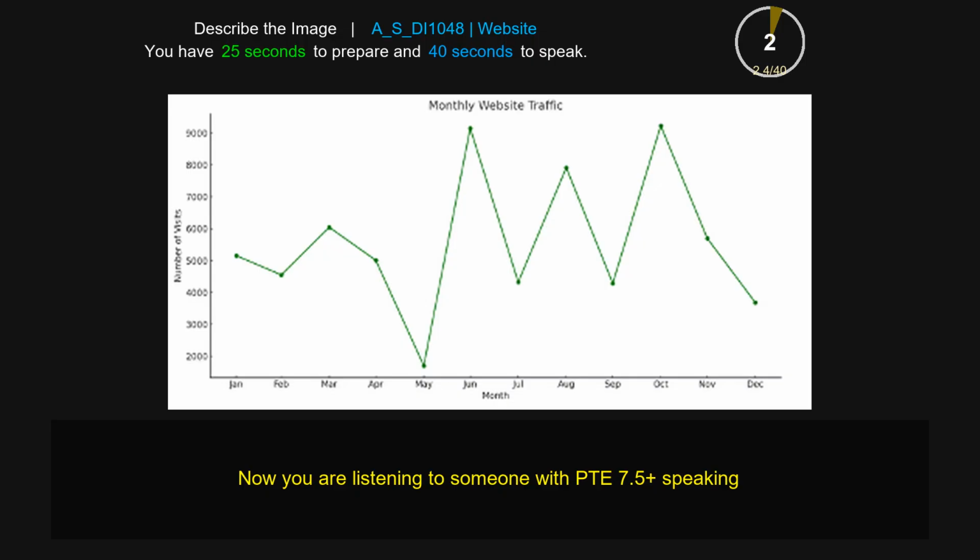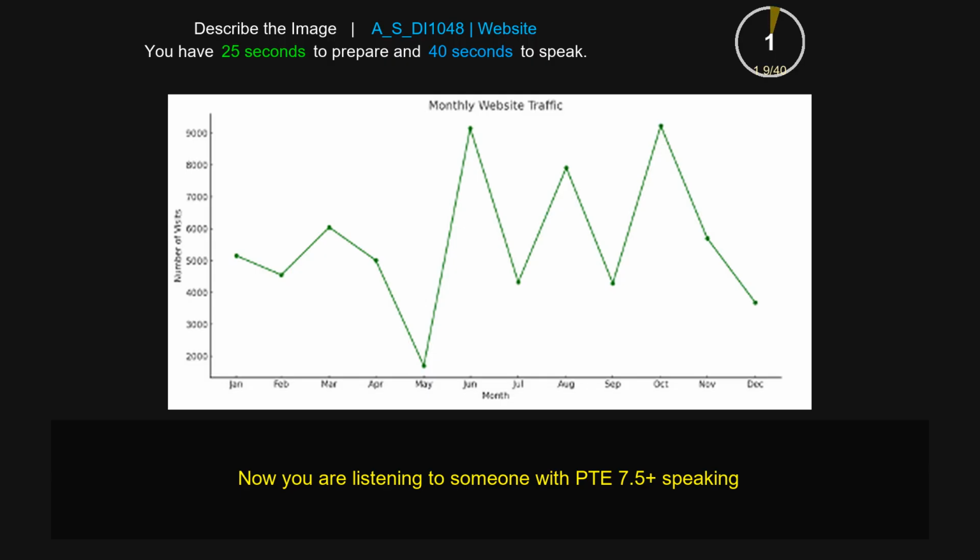The image provided is a line graph that shows information about monthly website traffic. First and foremost, it is evident that while the x-axis shows the information about different months from January to December, the y-axis shows the information about the number of visits from 2,000 to 9,000. Moreover, it is also evident that in May, it had the lowest number of visits with the value of 1,000 approximately, and in June, it had the most number of visits with the value of 9,000 approximately. Overall, the image provides information about monthly website traffic from January to December.